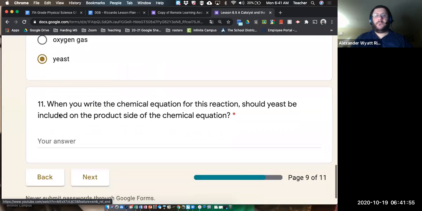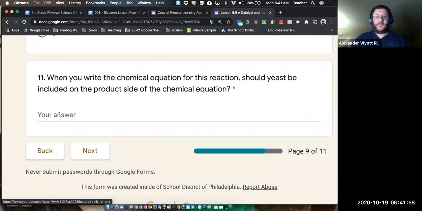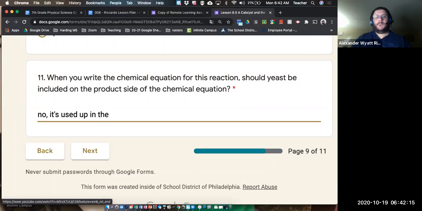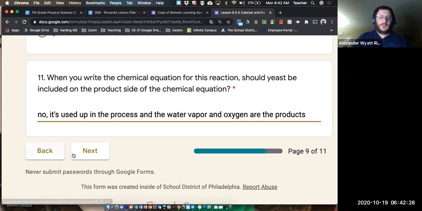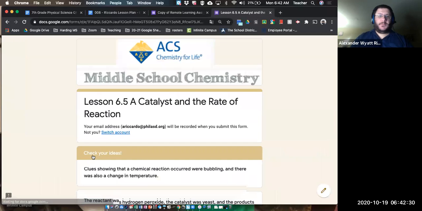All right, I had to think about that one for a second. When you write the equation for this, should yeast be on the product side? No, no. It's used up in the process, and water and oxygen are the products. I had a brain fart for a second. I had to think about it.